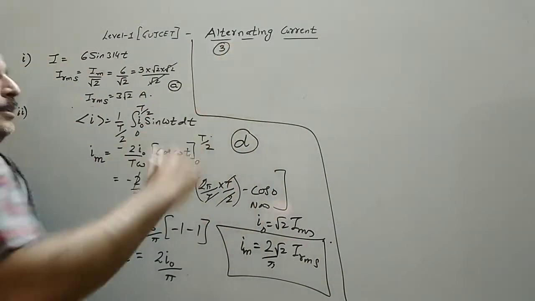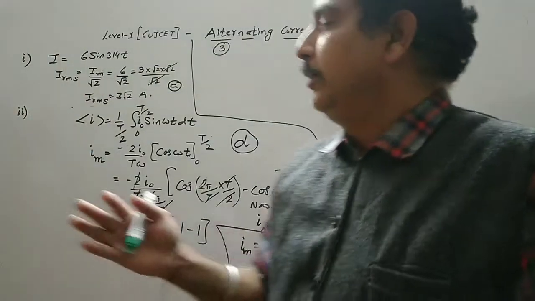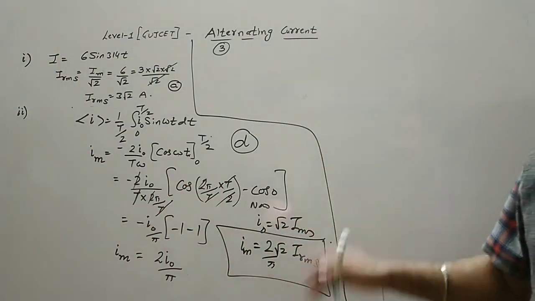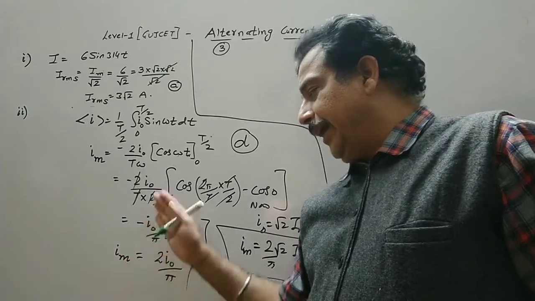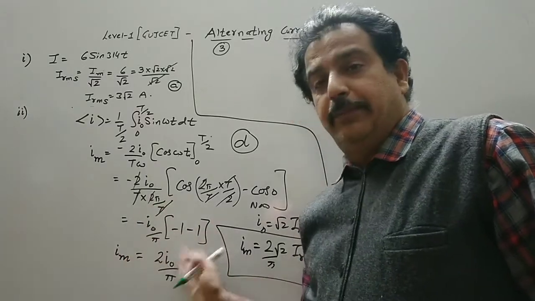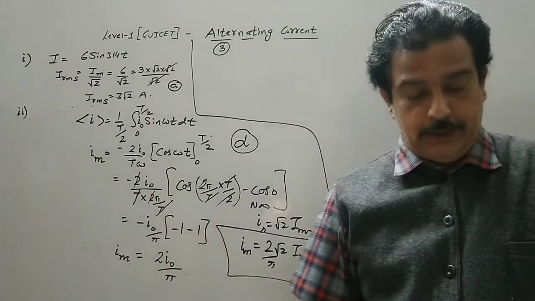So there is a change in the symbol. Sometimes the mean is represented by Im. At that time the amplitude is represented by I naught.